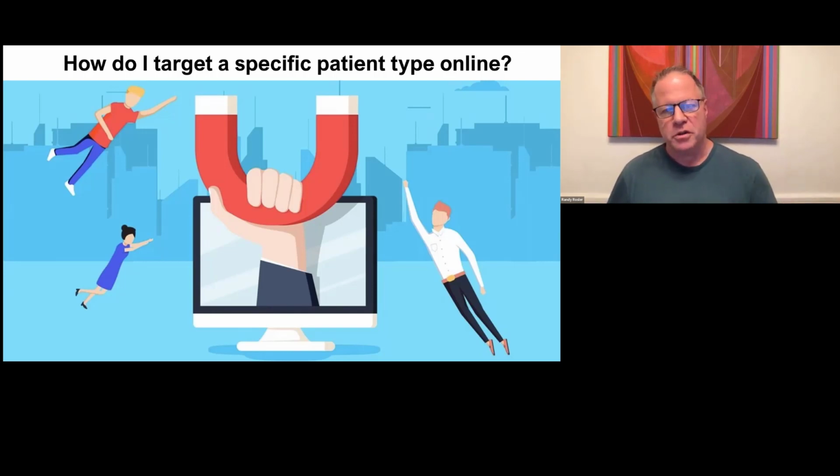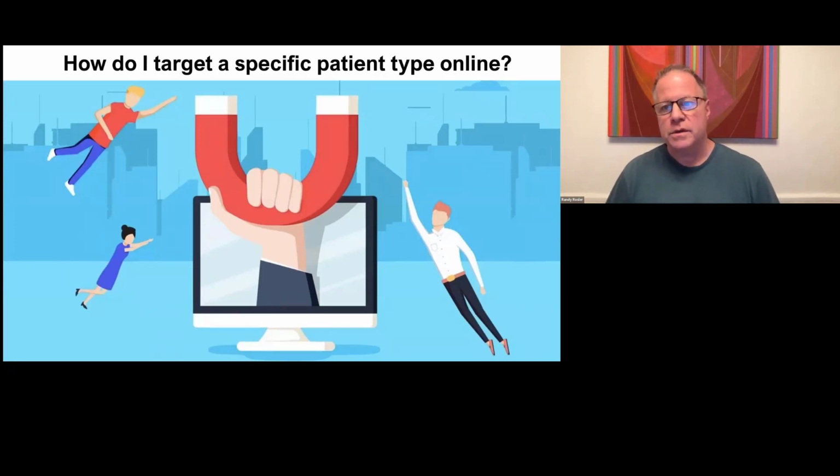And I just want to mention this before I get into this, is that although the title here is about how do I target a specific type of patient online, there's really no right or wrong. There's many podiatrists that are what I call general practitioners, and they will serve anybody that walks through the door, regardless of what's wrong with them, and that's a wonderful thing.